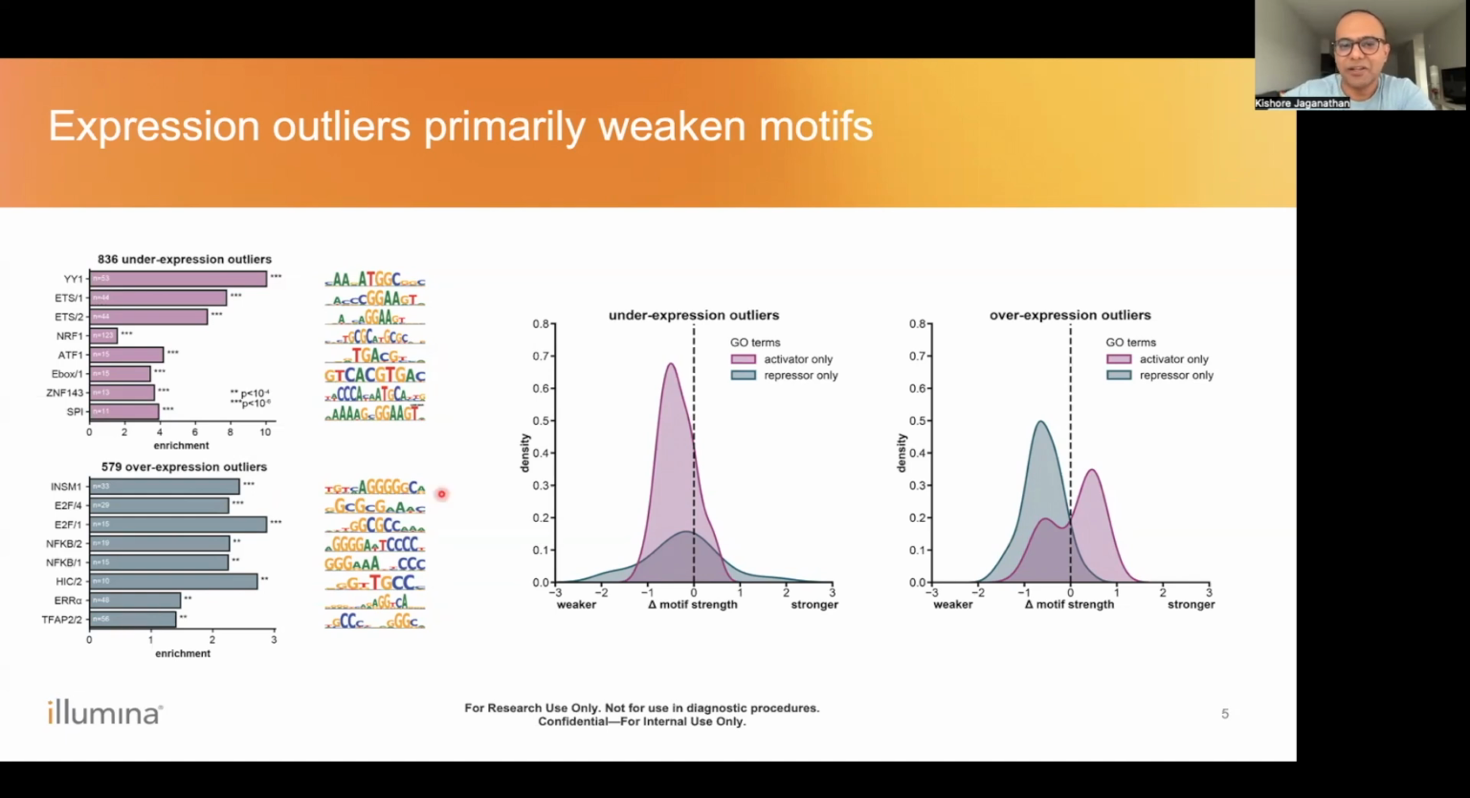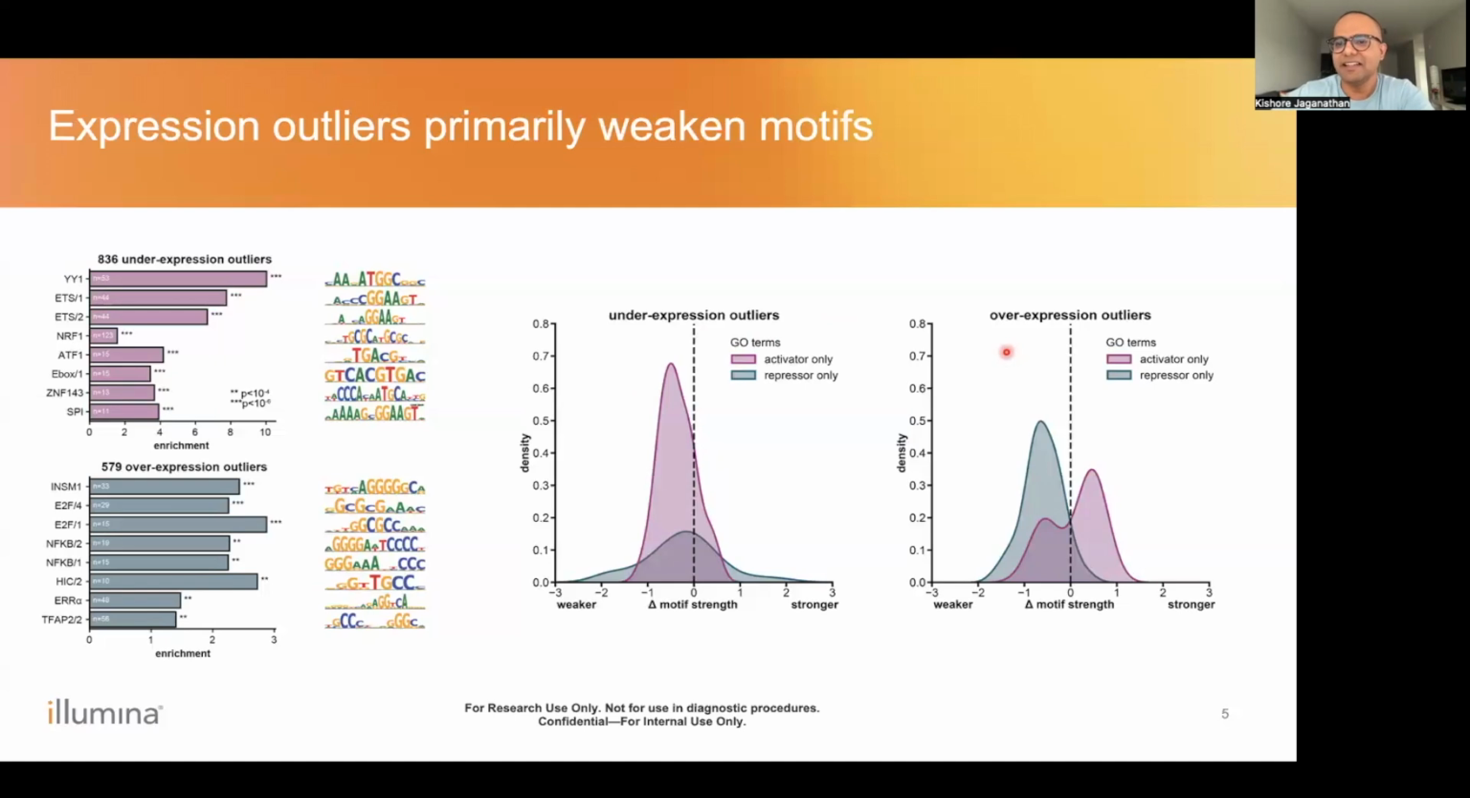So what we did was we took all of the underexpression outliers, looked at the motifs they overlap, and tried to annotate them with the GO terms, to stratify them on whether they overlap an activating motif or a repressing motif. When it comes to the underexpression outliers, the pink one, the quantity that I'm plotting here is the change in the motif strength between the ref and the alt alleles. So a positive value here means the variant strengthens the motif, and a negative value means the variant weakens the motif. You do see that most of the underexpression outliers are caused by the variant overlapping an activator motif and weakening it.